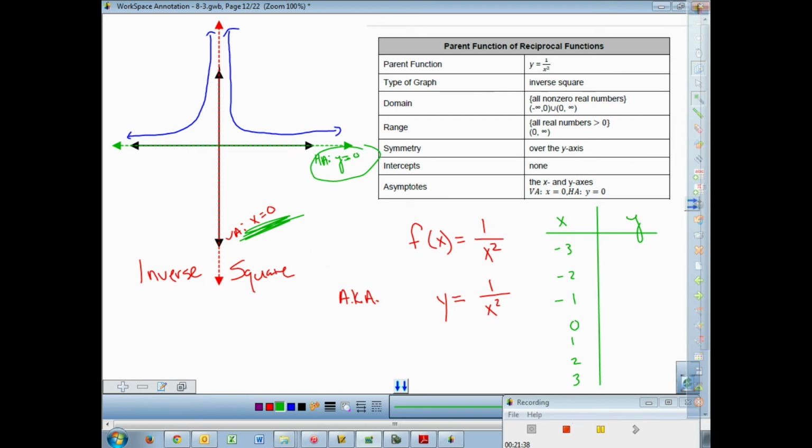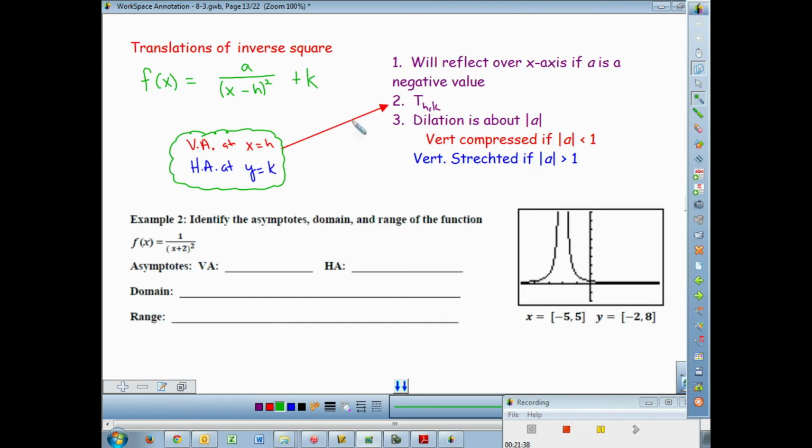When it comes to the purple note card, it is the same thing. It'll reflect over the x-axis if this a value is negative. Your translation, hopefully this is in factored form right here. Do you see how it's x minus h quantity squared? So it's still whatever they do inside the parentheses, and your k value and the dilation still work out the same. The only thing you have to recognize now is, first, what kind of graph is this? Is this a hyperbola or an inverse square?